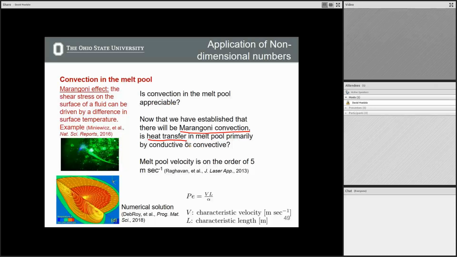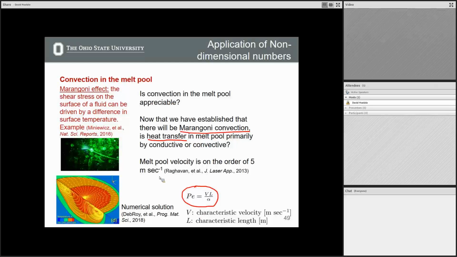And so this is the Peclet number, which is the ratio of convective to conductive heat transfer in fluids. If I take the counterexample, we could have a material where the velocity is so small that the heat transfer is still driven by conduction within that fluid. So we have to understand whether or not that's going to be the case. The Peclet number is basically velocity times the characteristic length over diffusivity.